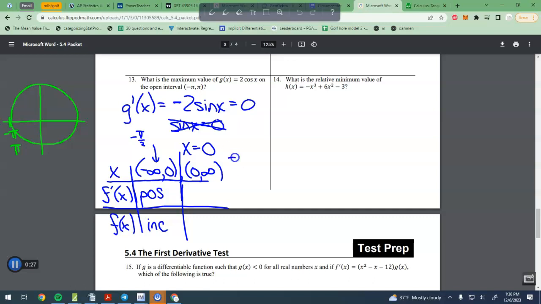And then here, let's say I plug in pi over 2. So at pi over 2, the value of sine there is 1. Times -2 is negative, so your derivative is negative, which means decreasing. And then we do get a switch there. The original goes from increasing to decreasing, so that's a relative max at 0, because that's the place it switched. And then I plug back into what to find that y value? The original. So what's cosine of 0? 1. And then 1 times 2 is 2.